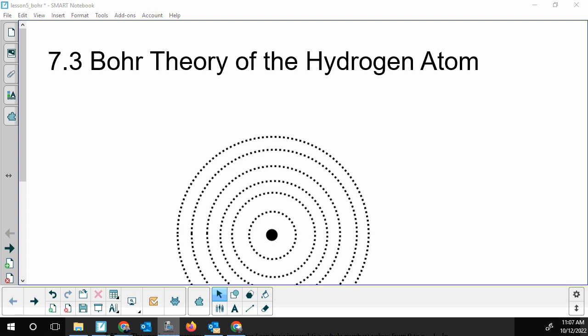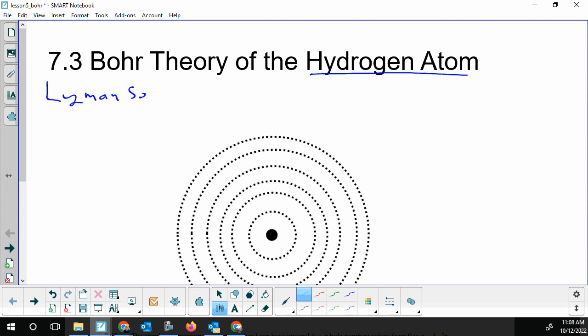So we're going to be looking at the Bohr model, and I'm just going to be talking about lines and colors we see for the hydrogen atom, so one particular atom. We're going to start talking about the Lyman series, after I do a little bit of labeling onto the Bohr model.